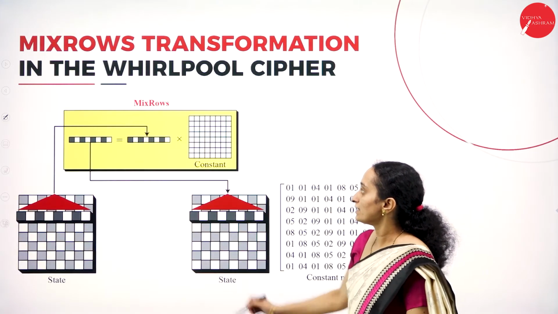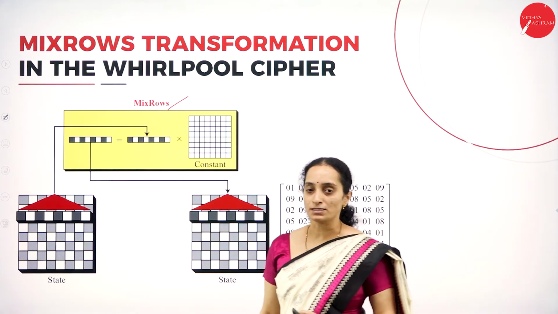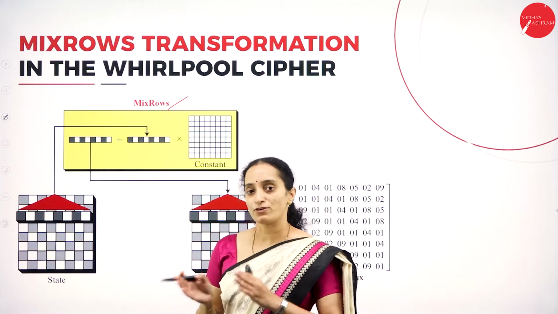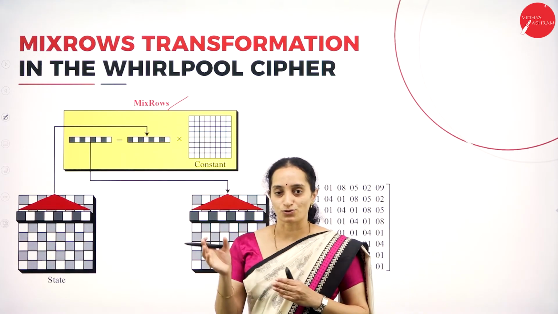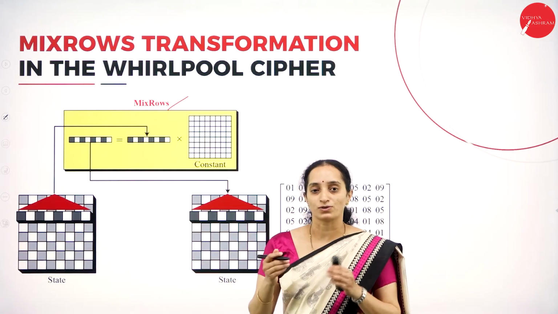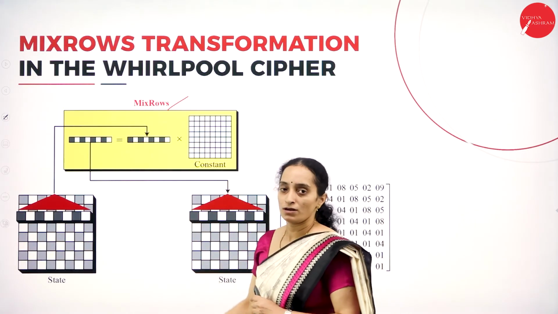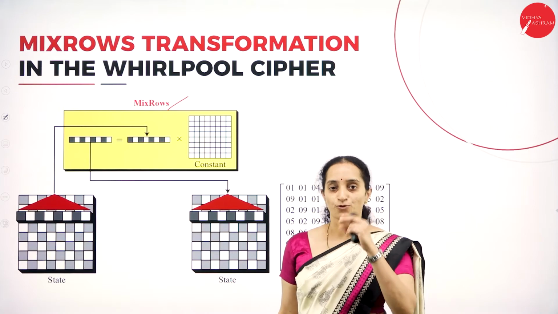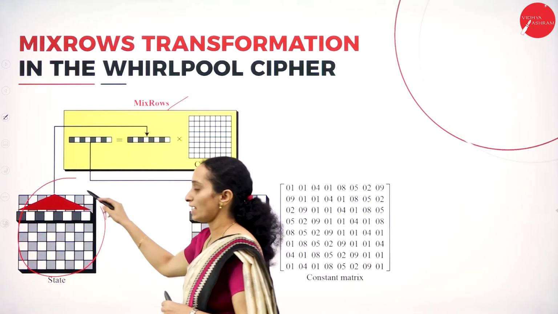Then the next thing is, once the columns are shifted, the next step is mixing the rows. Now we have shifted the columns, but rows are the same, isn't it? Row values are remaining the same. Now we have to transform the row values. You have to change the row values. The normal representation of a row must be changed. So for this, again we use the state.